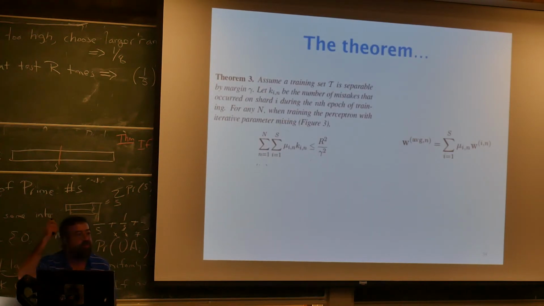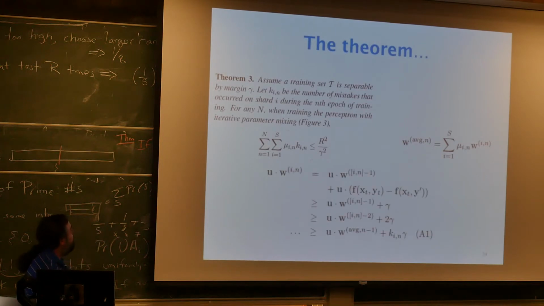So let's look at the analysis, because the analysis is actually not all that complicated, particularly now that we've gotten perceptrons in our head a little bit. This is the claim they're going to make. A little bit of notation here: W average n is the result you get from averaging the nth iteration. It's the final weight for shard i in epoch n, and then they're all averaged out by these mixing weights, which we can assume are just 1 over s. They make two claims, which are exactly the claims you see in the perceptron analysis.